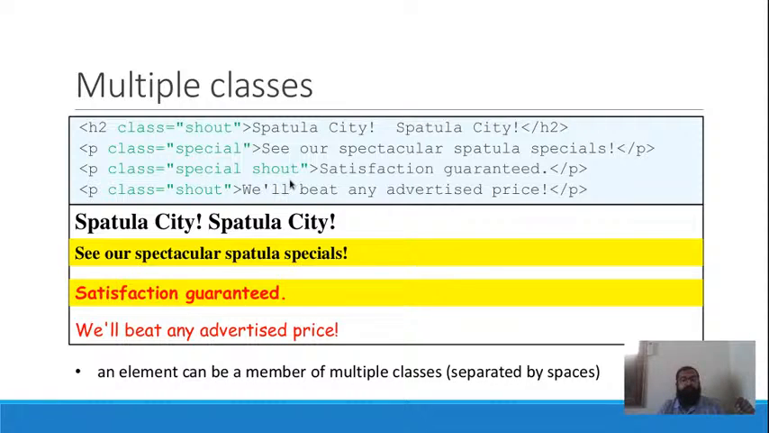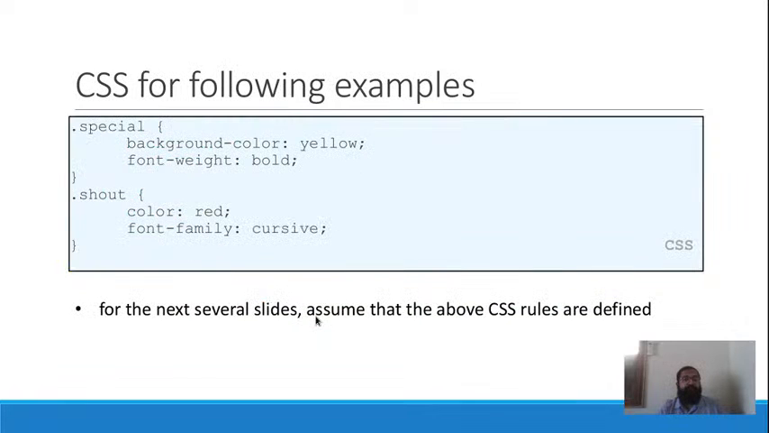Okay, and h2 is also in shout, the second p is only in special, the third p is in special and shout, and the fourth p, fourth line, is in shout alone. Okay, and you can actually have the styles generated that way as well.